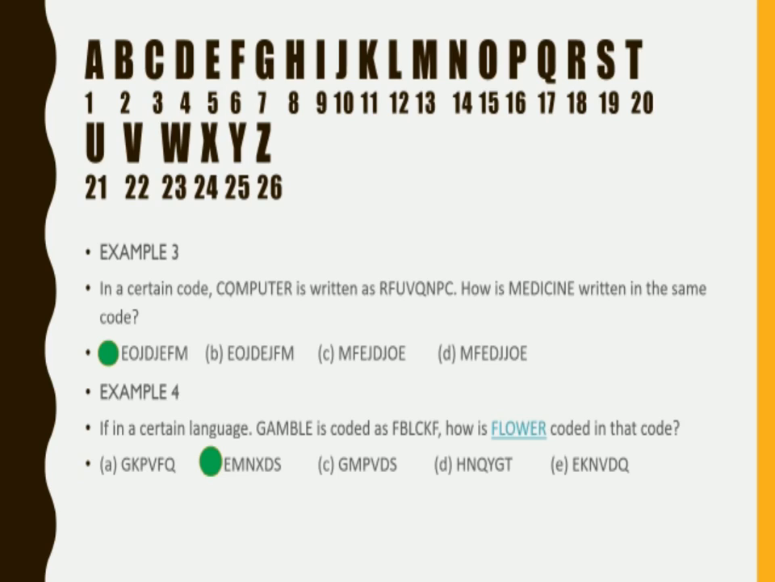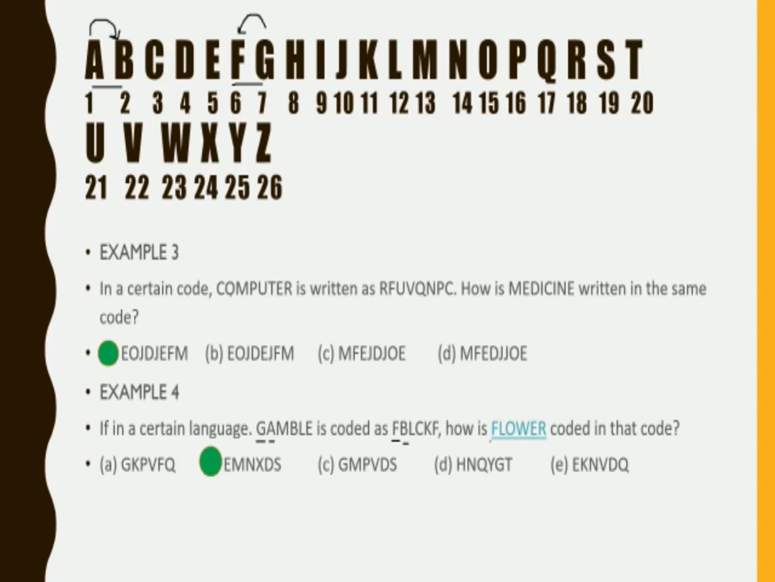See, in this word, G is coded as F. G is replaced with the previous letter. A is coded as B. A is replaced with the next letter. The first letter is replaced with the previous letter and the next letter is replaced with the next letter. And in such a way, this language codes.